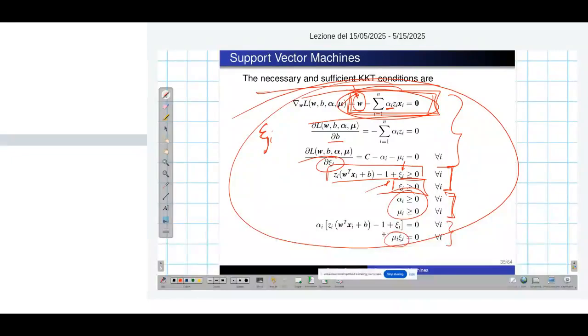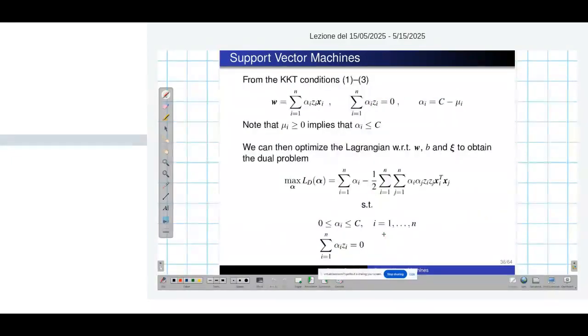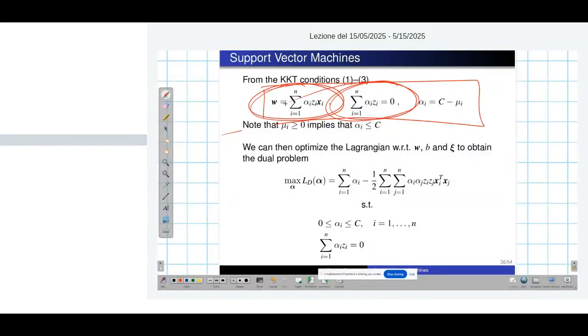We need to do one more step. First of all, the relationship between W and alpha is the same as before, and as before we have a constraint on the alpha that comes from the derivative with respect to B that looks the same as we had before. And then we have a relationship between the Lagrange multipliers alpha I and mu I, which, given that mu I must be positive and alpha I must be positive, tells us also that alpha I will be a value between 0 and C.